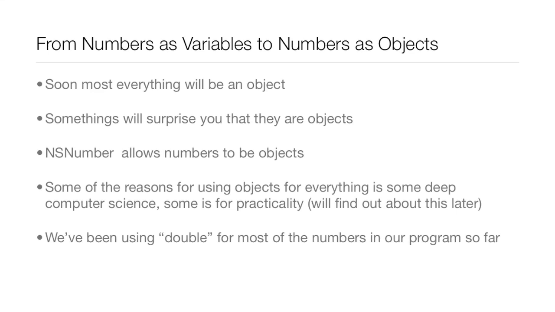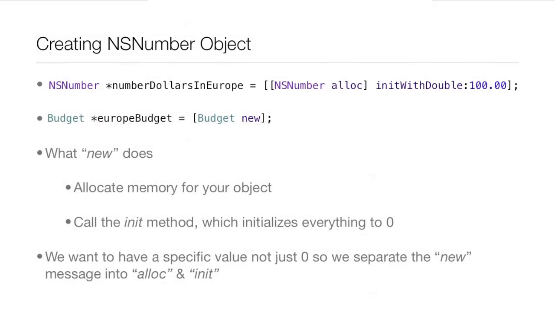And one reason why pretty much everything will start becoming an object is some really deep computer science that I don't even understand, and a lot of it is also for practicality, because to use the arrays that we're going to be talking about, and I know you probably don't know what an array is, to use this other programming element that we'll talk about in the next couple lessons, we need these numbers to be objects instead of variables. So that's why we're going over this lesson and learning how to transition them from variables to objects. Now, just a refresher, we've been using the double type of variable for pretty much all the numbers in our program so far. Now, how do you create this NSNumber object?